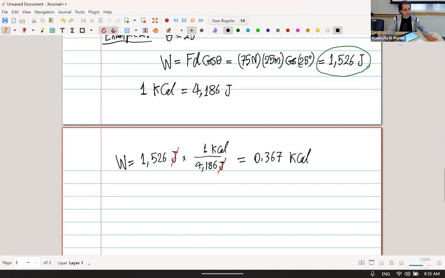Like, the average daily intake is about 2,000 calories. So this is not even 1 calorie. So if you're pulling a box with this force over 25 meters, you're doing very little work. And even though this is very small, it's typical, because even if we work all day long, less than 10% of what we exert goes into actual work. The rest of it goes into chemical energy that heats our body. Okay.